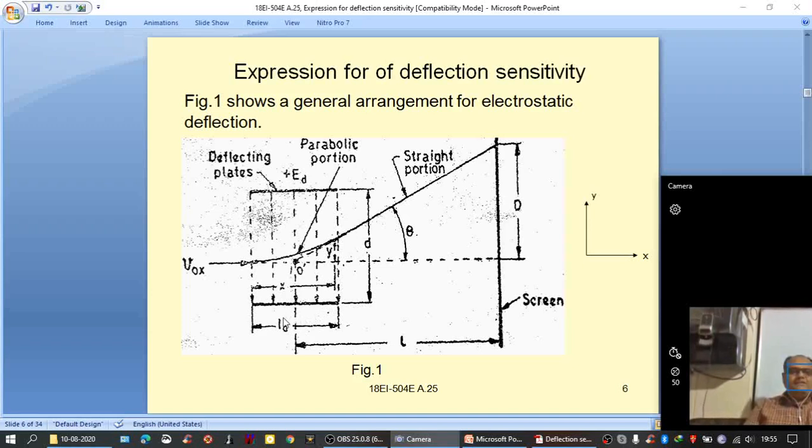This pre-accelerating anode and accelerating anode are maintained at very high positive potentials in order to increase the kinetic energy of the electron ejected from the control grid.